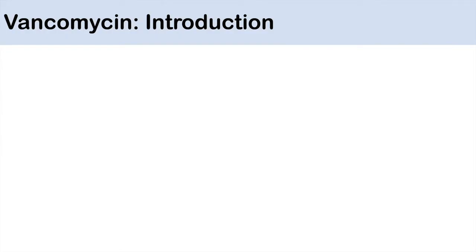Hey everyone, this lesson is on vancomycin, and in this lesson we're going to talk about what are some of the bacterial targets for vancomycin, how does it work, and what are some of the side effects of vancomycin. So to begin, what is vancomycin? Vancomycin is a glycopeptide antibiotic.